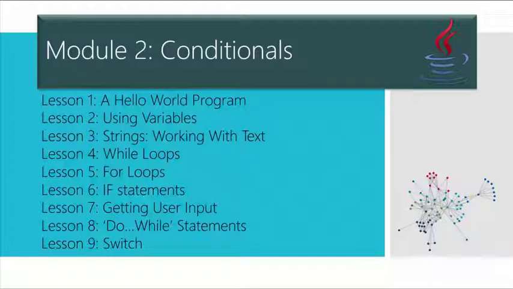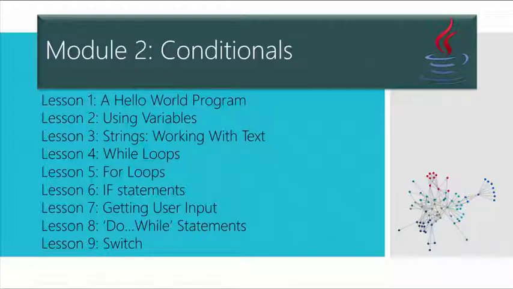Lesson 4 will get into the while loops. What a while loop does is repeat a statement or a group of statements while a given condition is true. Lesson 5 will get into the for loops. A for loop simply executes a sequence of statements multiple times, and abbreviates the code that manages the loop variable. Next, in Lesson 6, we'll get into the if statements.